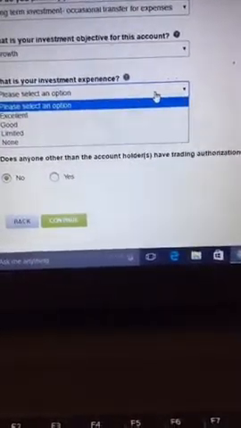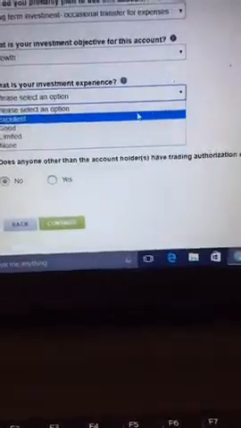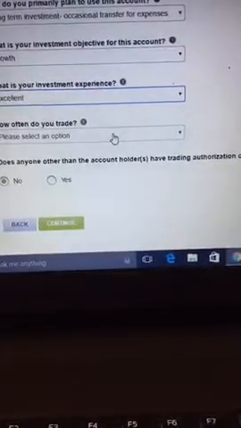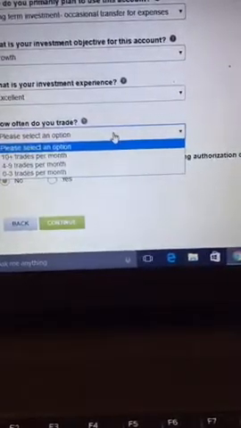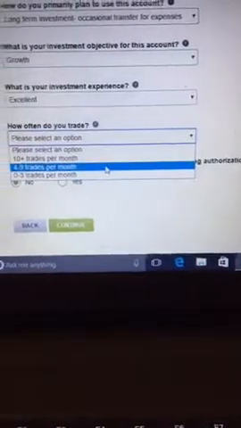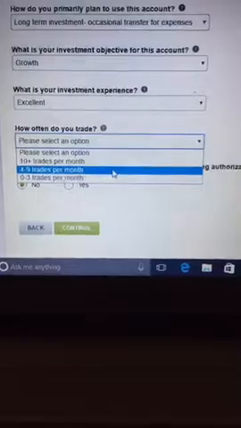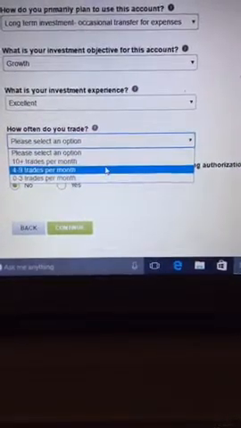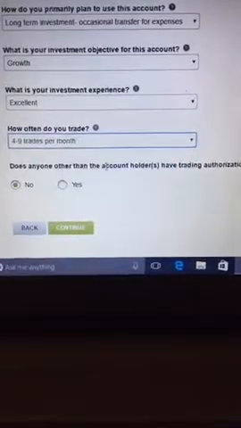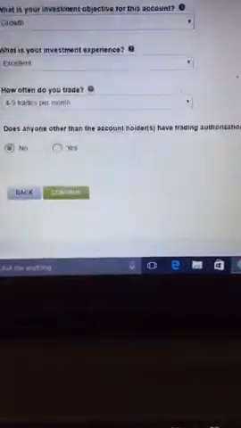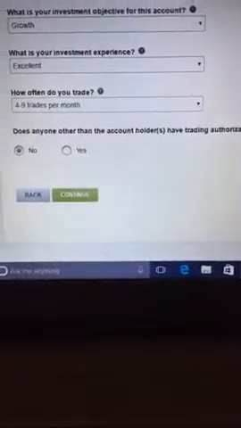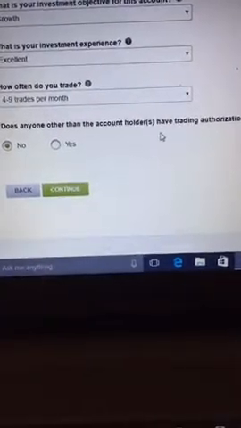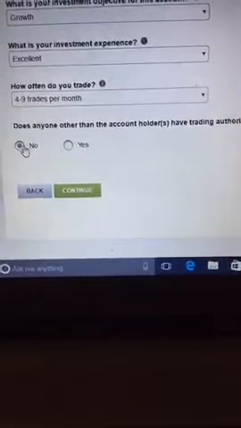What is your investment experience? I could say excellent. Most people may put good, limited. It really doesn't matter. How often do you trade? 10 trades per month. Whatever you feel you would do, I would probably do. I'm not going to be heavily trading, so maybe 4 to 9. I'm not real big on day trading. Some people aren't. It's to each their own. Does anyone other than the account holder have trading authorization over the account? No, not for me.